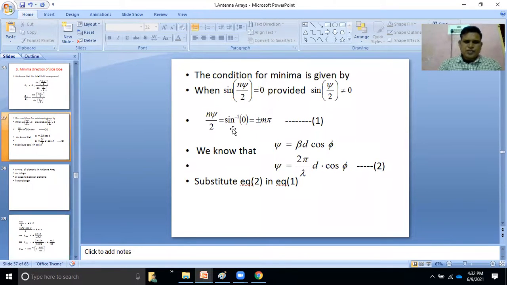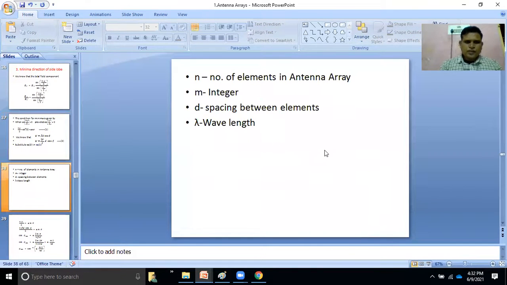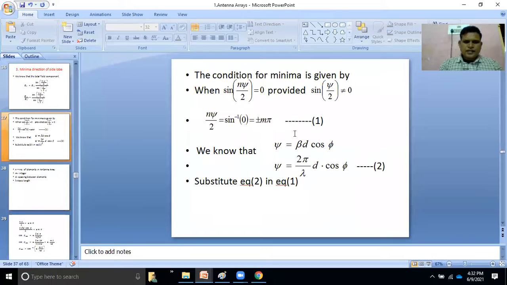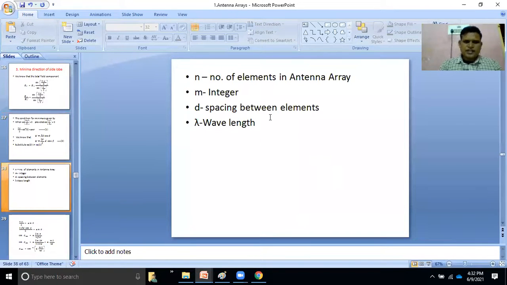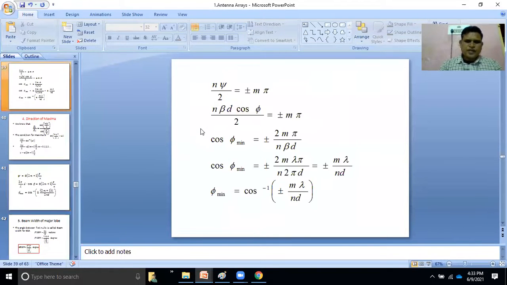nψ/2 is equal to plus or minus mπ, when the sine term becomes 0. If m is equal to 0, sin 0 is 0. If m is equal to 1, sin π is also 0. Therefore you can write this equation, substituting ψ equal to βd cos φ. Here n is the number of elements, m is the integer value, d is the spacing between the elements, and λ is the wavelength. Now you substitute the ψ value in the above equation, and we get this.